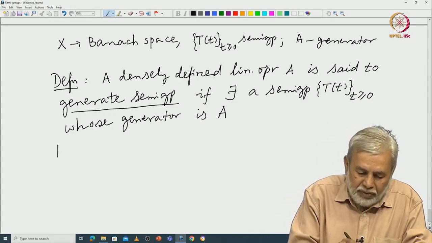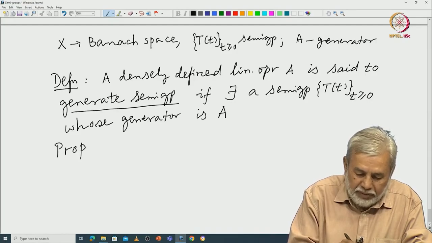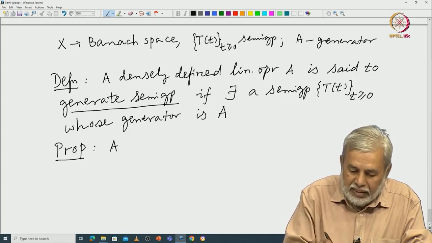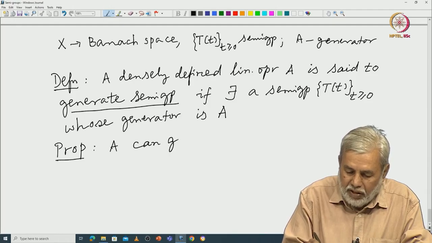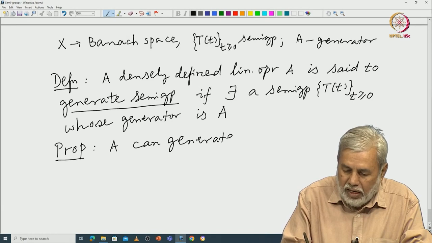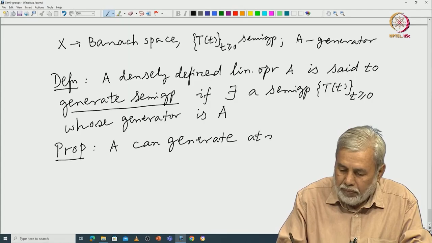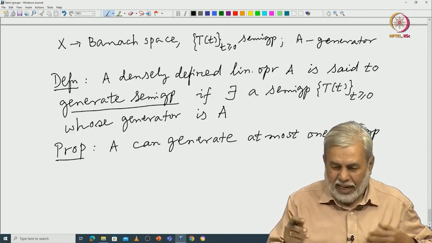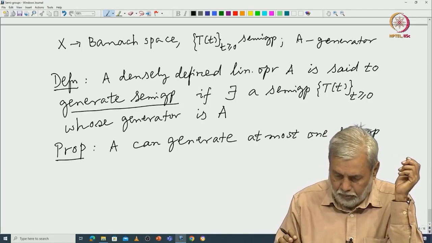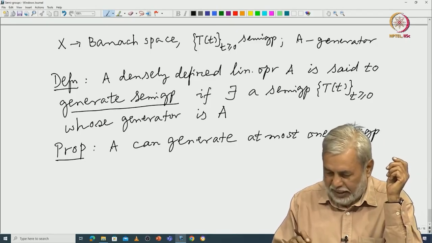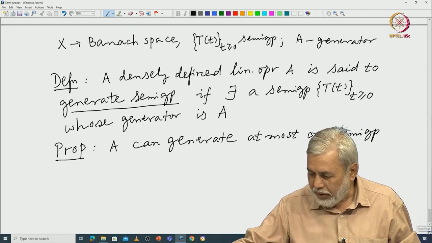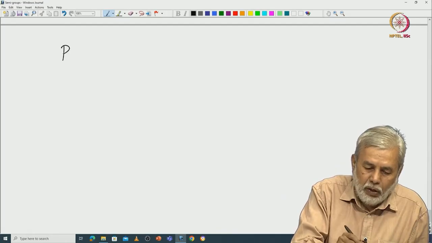So we immediately have not existence but uniqueness. A can generate at most one semigroup. So we have uniqueness. Whether a given linear operator generates a semigroup or not is not clear at this point, but if it generates, then there is only one semigroup, and this is an immediate consequence of what you have already seen. Okay, so let me give a quick proof of that.